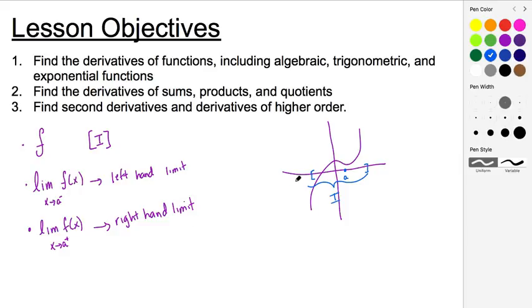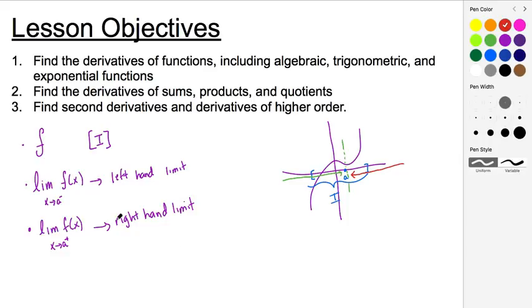For the left-hand limit, you're looking at what is happening to this function as the values come in toward a from the left, so this way. So what is happening to this function as it approaches a from the left hand? And for this other one, we're looking at the value of this function with respect to x as it approaches from the right-hand side. That's why it's the right-hand limit. So we're looking at the behavior of this function as it approaches this limit right here.